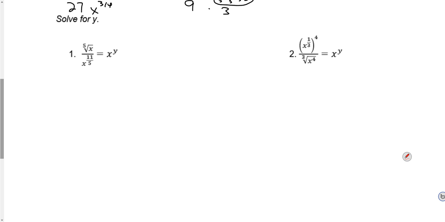So let me tell you the strategy. First of all, you see how that one's in radical and that one's in the fraction? We should have them all in fractions first. So let's take the top one and turn it into a fraction. What would the top one be as a fraction? It would be x to the 1/5. And the bottom is already in a fraction.